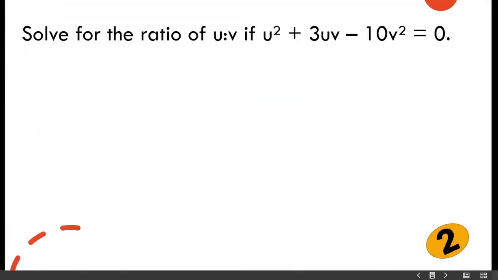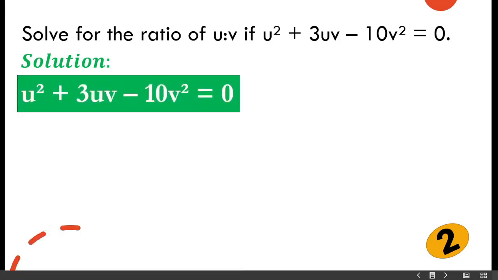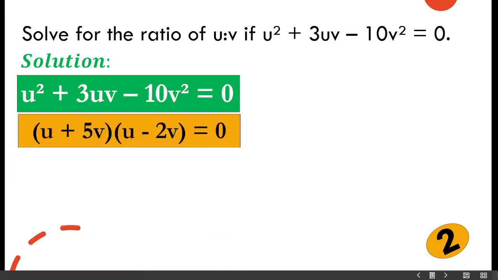Number 2. Solve for the ratio of u is to v if u squared plus 3uv minus 10v squared is equal to 0. Let's have our solution. u squared plus 3uv minus 10v squared is equal to 0. Since the given is a quadratic equation, let us factor this given equation into quantity u plus 5v times u minus 2v is equal to 0.